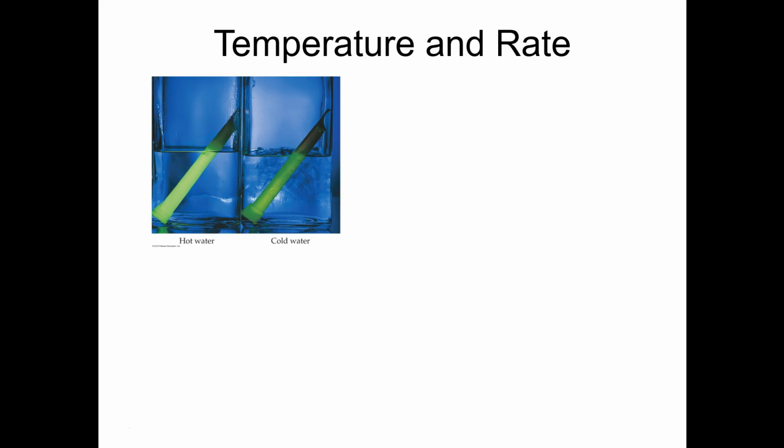If we think about the effect of temperature, here's a glow stick. A glow stick works by what's called chemiluminescence, where a chemical reaction actually gives off energy, visible light, as part of the reaction. If you put a glow stick into hot water, it will glow really bright. If you put it into cold water, it will not glow as bright. That's because the reaction is going slower in the cold water, and therefore it's producing less light. Your glow stick will last longer because it's got a finite amount of material.